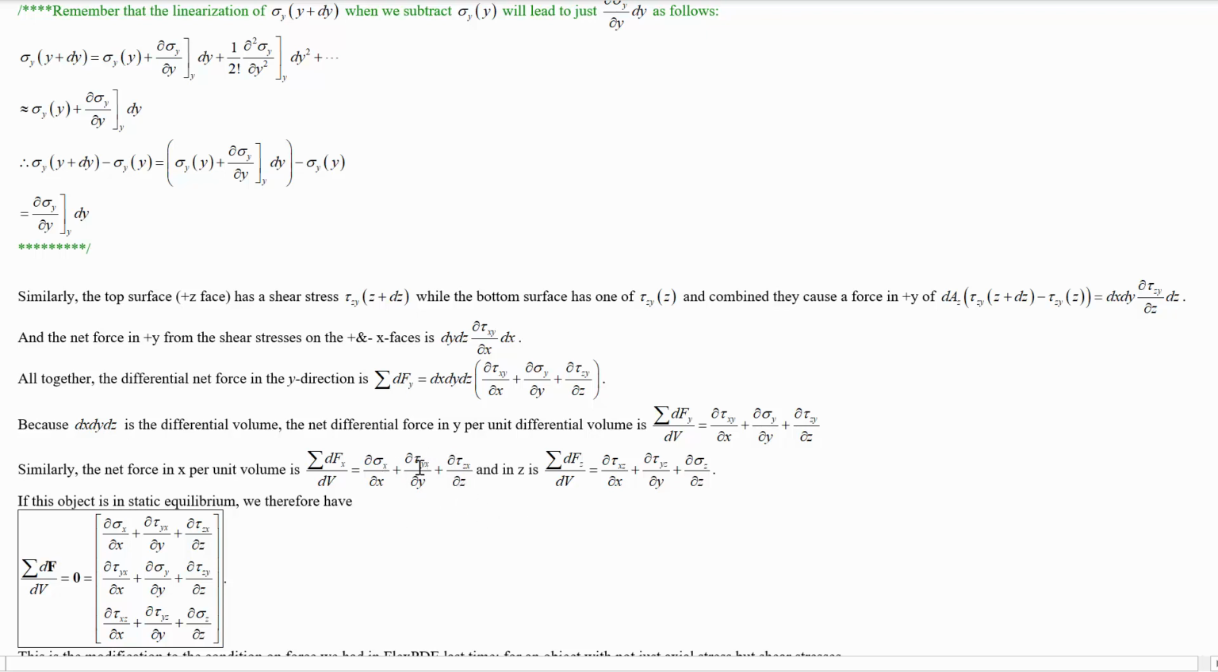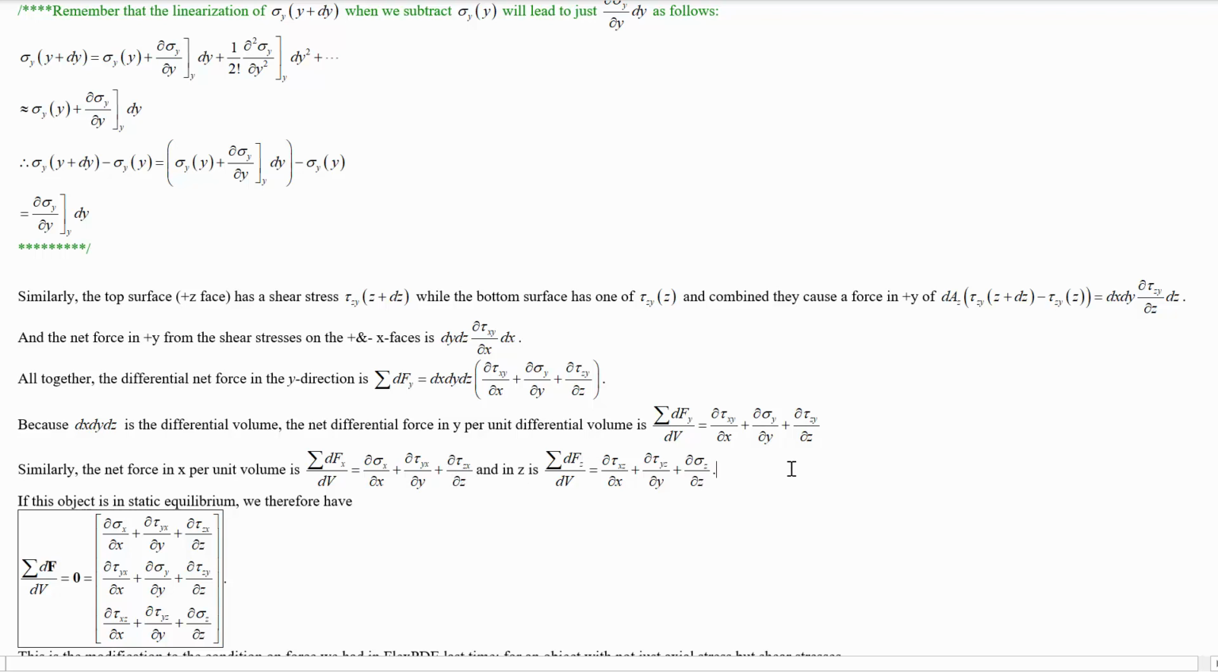Remember, the last index of each of these tells you the direction of the force, and the first index tells you the face that it's on, right? So the sigma x just has one index, so it's both on the x face in the x direction, whereas these ones are on the y face in the x direction, on the z face in the x direction.